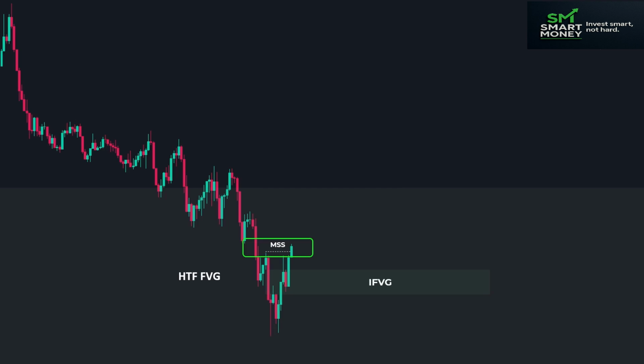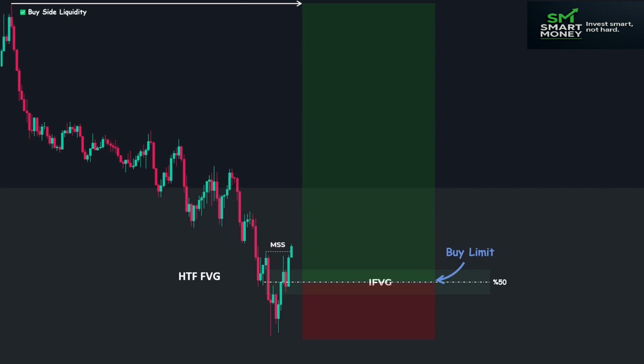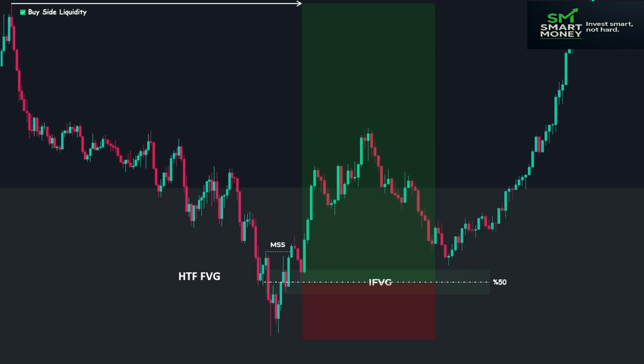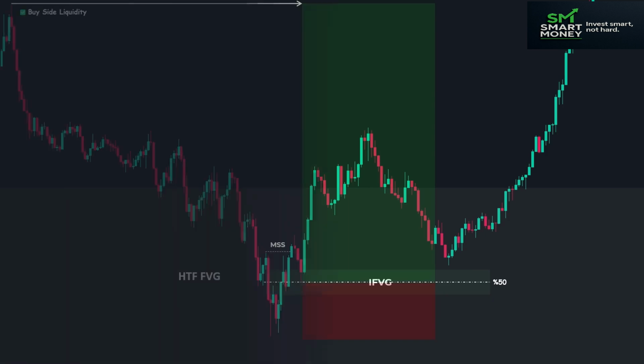So, I'm setting my entry at the midpoint of the inversion fair value gap, with my stop loss a couple of pips below the swing high. For the take profit, I'm targeting the buy-side liquidity above this swing high. Now let's see if our trade plays out successfully or not. As you can see, my order has been triggered and the price pushed higher with great momentum and eventually hit the TP.